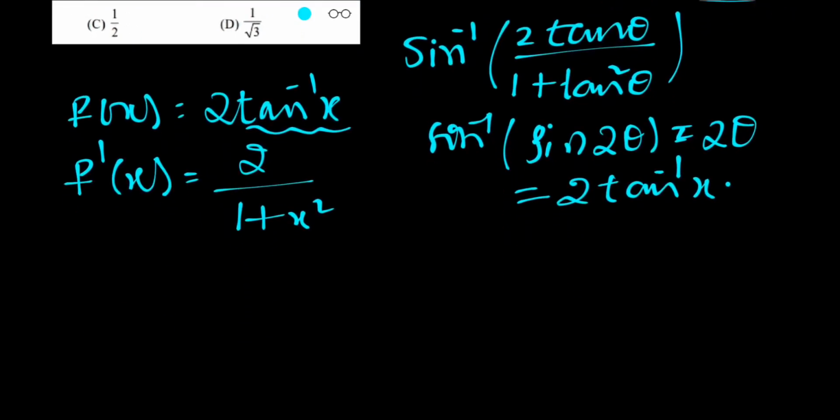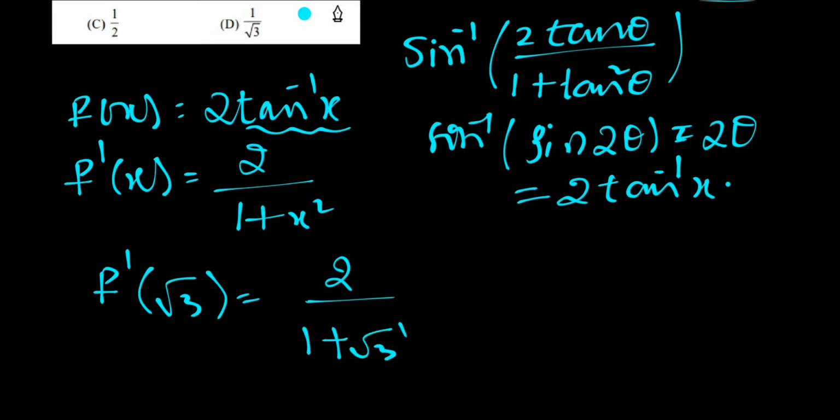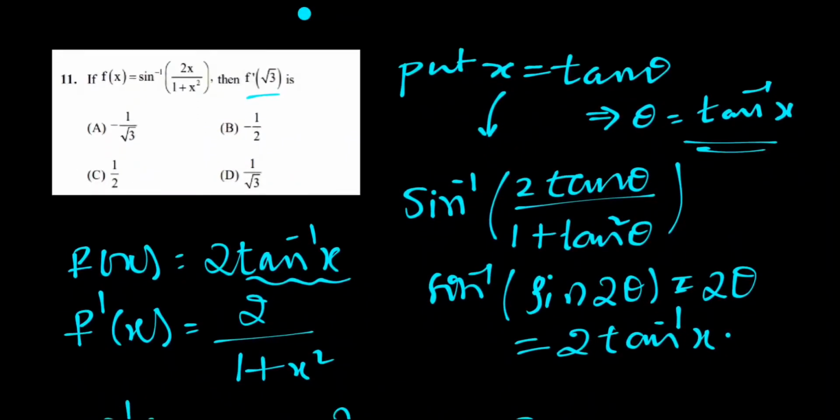Next, we have to find f dash of root 3. In place of x we substitute root 3: 2 by 1 plus root 3 whole square. The square root gets cancelled, giving 2 by 4, which is nothing but 1 by 2. So the correct option is C.